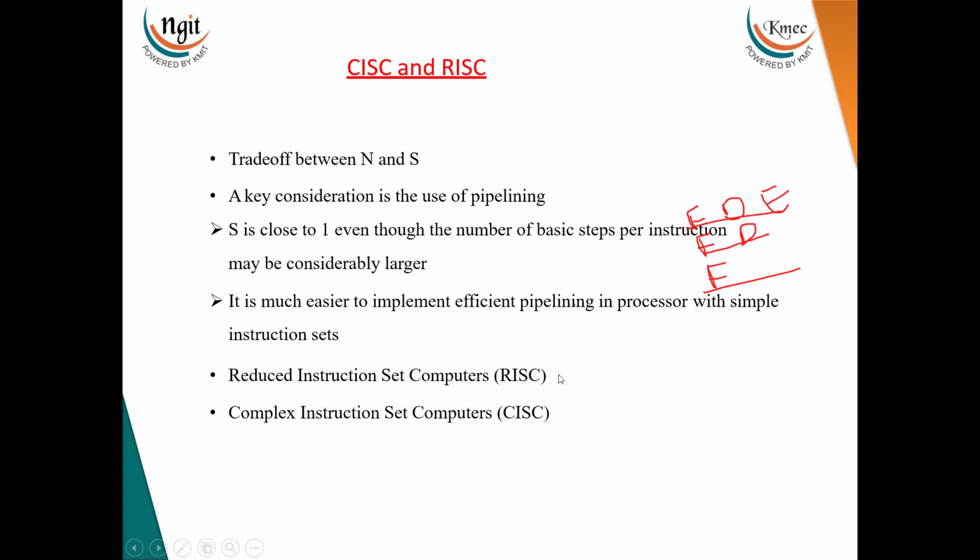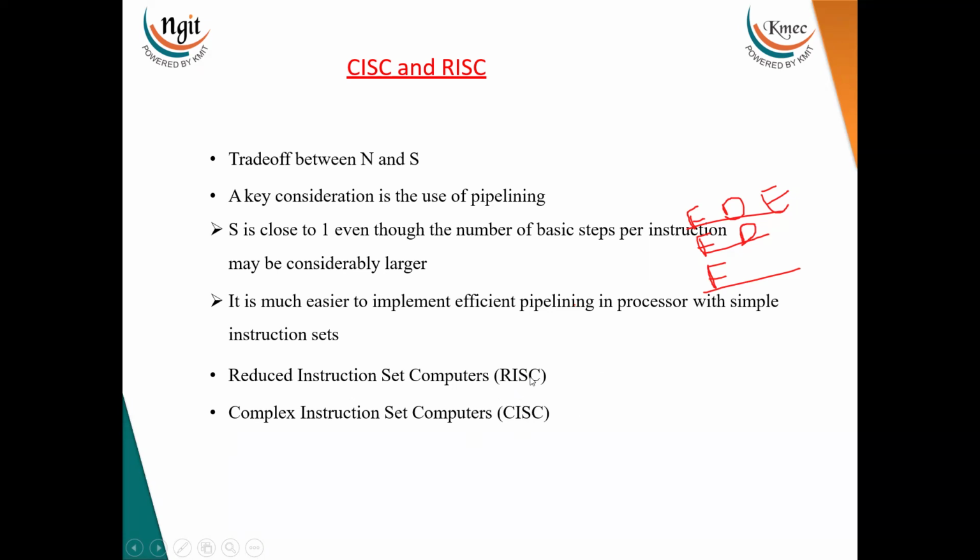Here, less number of instructions means what? N is reduced in the RISC system. But if the number of instructions is reduced means what? The basic steps involved to execute one instruction will be increased. So in a RISC, N is reduced, but S is increasing. In the CISC, N is increased, but S will be reduced. So we have to choose the proper instruction set.